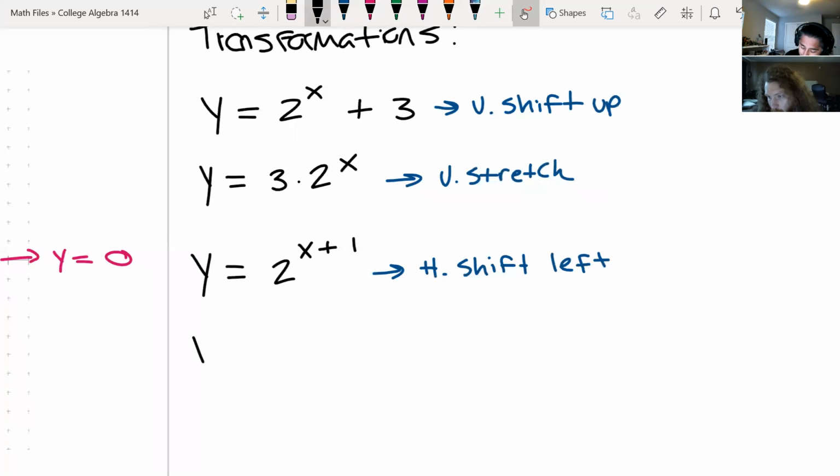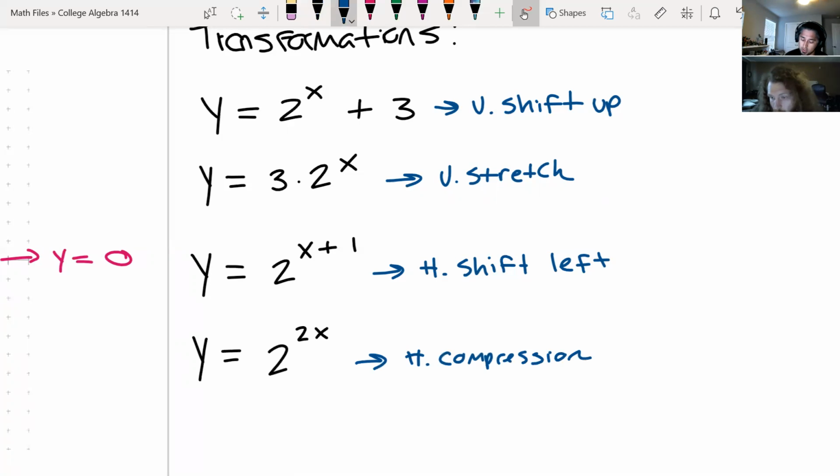And then let's say we were given y equals 2 to the 2x. Same thing. Horizontal, but not a shift. It's a horizontal stretch. Well, this one would be a compression. There you go. If it was anything between 0 and 1, let's say if it was 2 to the 1/2 x, then that would be a horizontal stretch.